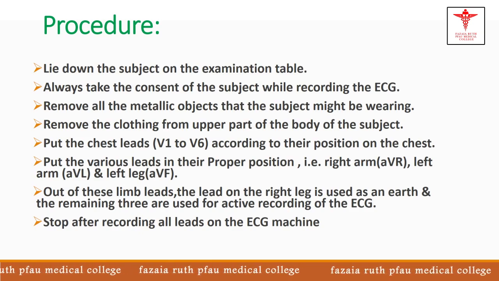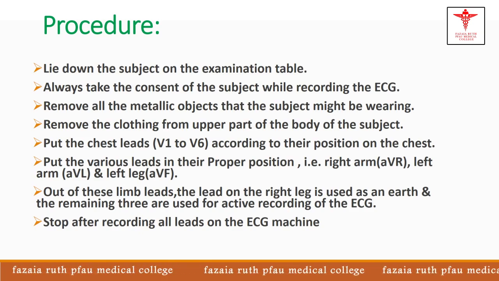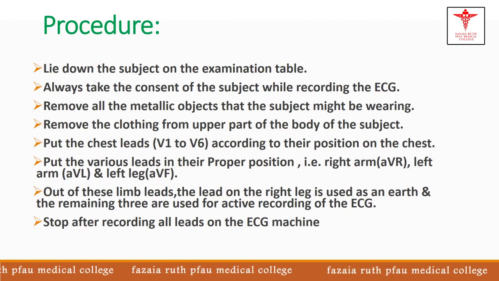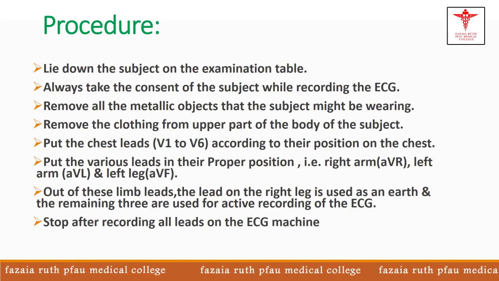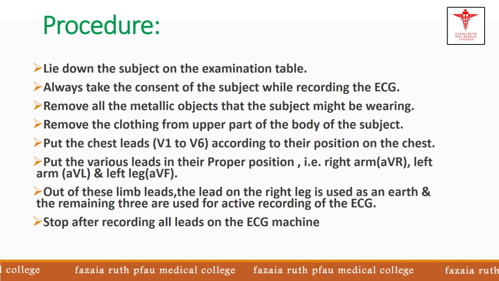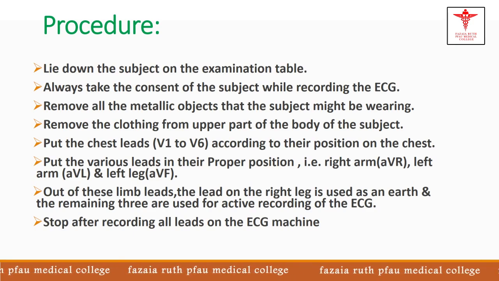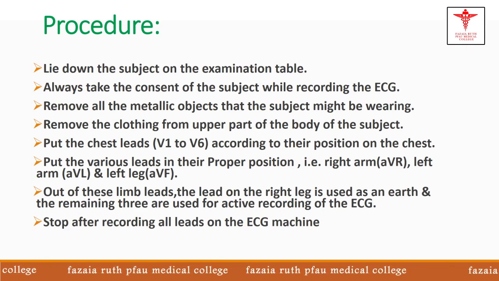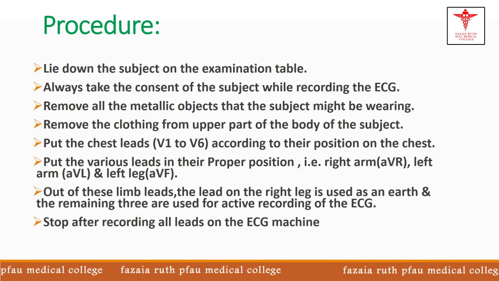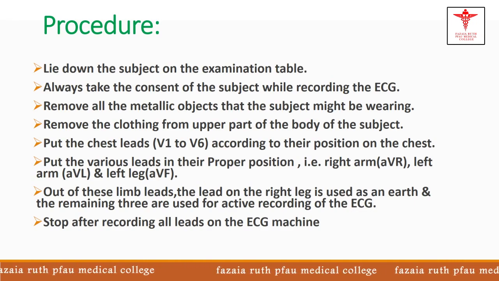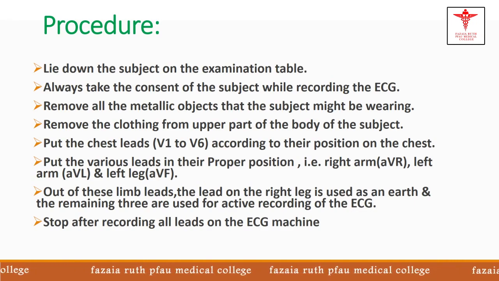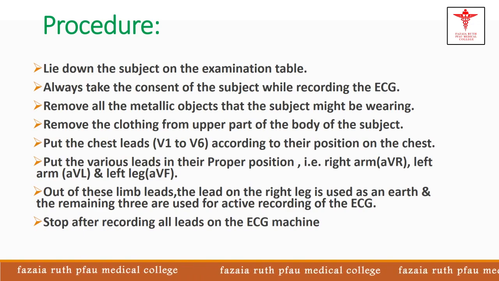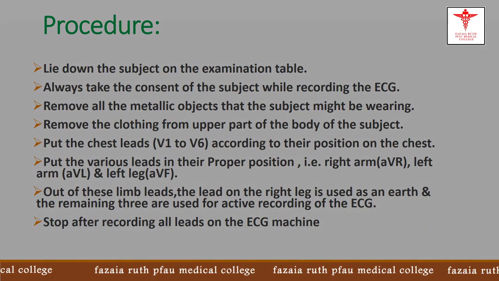Put the chest leads, that is V1 to V6, according to their position on the chest. Put the various limb leads in their proper position, that is right arm, left arm, left leg. Out of these limb leads, the lead on the right leg is used as an earth and the remaining 3 are used for active recording of the ECG. Stop after recording all leads on the ECG machine.